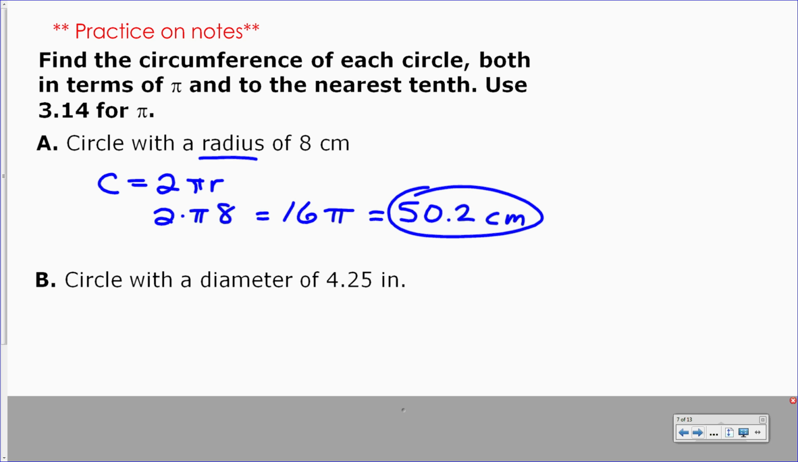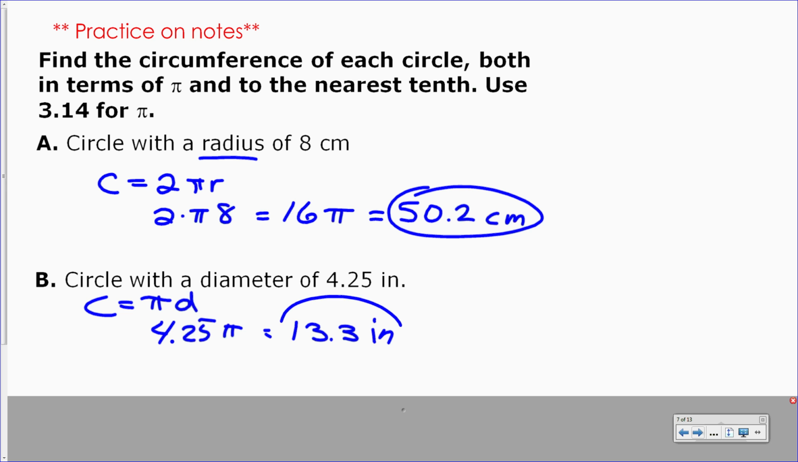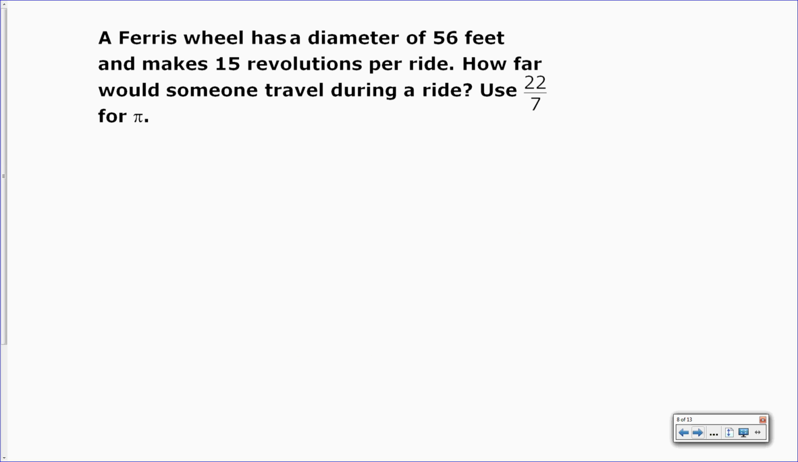On B, it's in diameter, so circumference equals pi times diameter. So my diameter is 4.25, so I should have had 4.25 pi. And then when you calculate that out, you would take 4.25 times 3.14, and it would come out to be 13.3 inches. It's 13.345, but we round to the nearest tenth. So that's how you find the circumference of a circle.